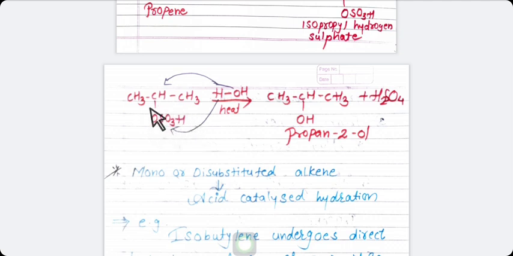When you are removing your OSO3H group, you have to attach your OH on that carbon only. So you can get propan-2-ol, meaning a secondary alcohol. So it is hydration of alkene.